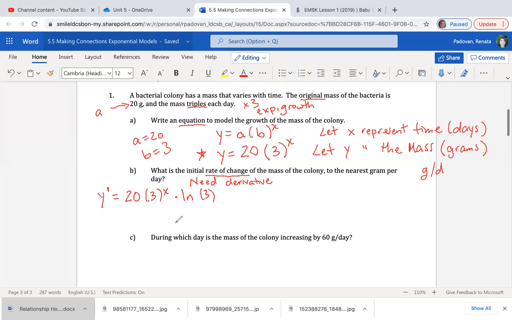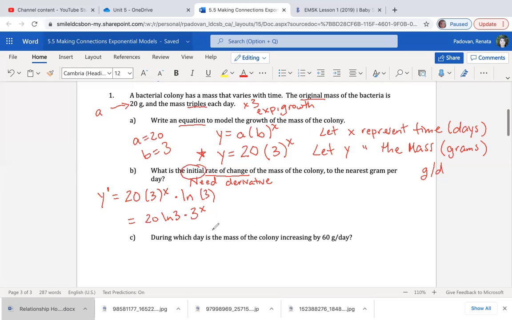Multiplied by the ln of 3. And then I was going to clean it up. And I could put 20, let's say, ln 3 multiplied by 3 to the power of x. It doesn't matter. But initial is another word there.